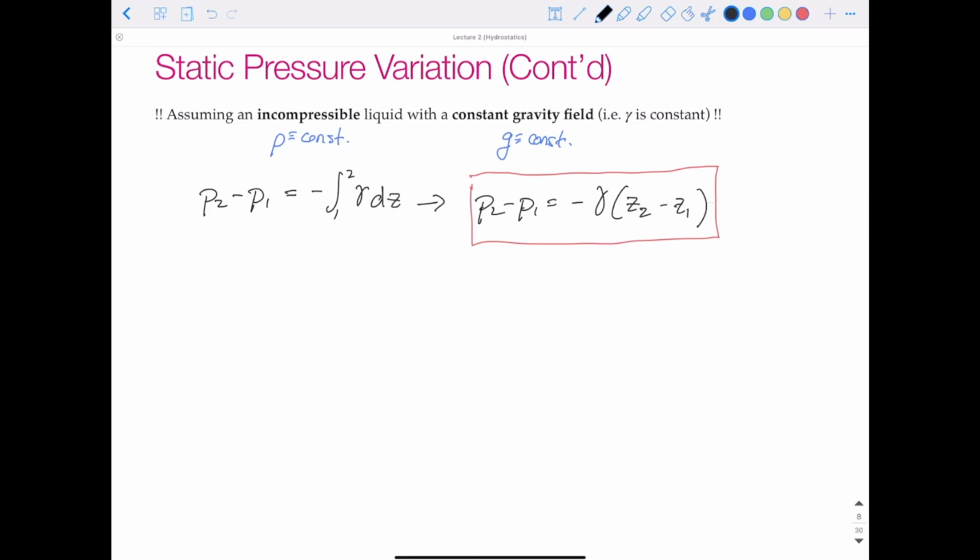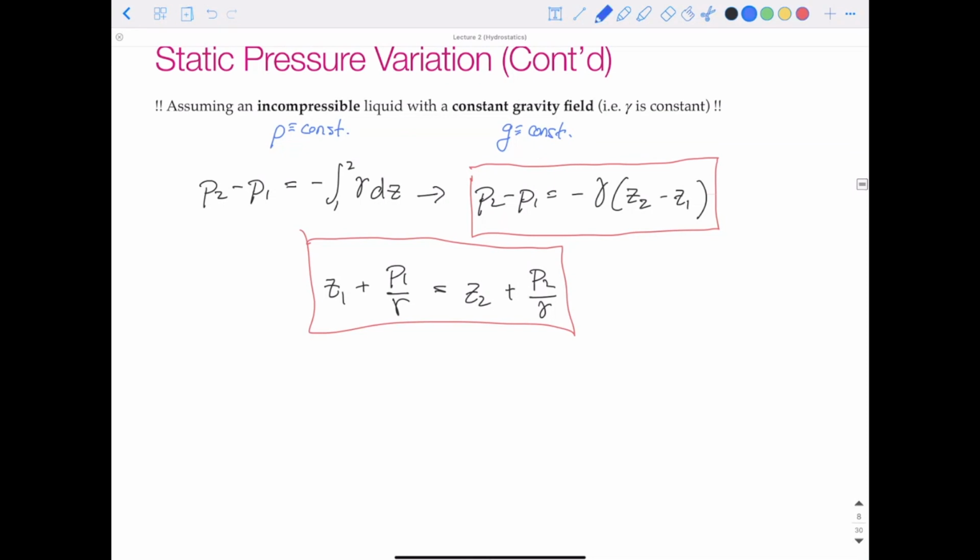Another way we could write this equation is as the z position at any point plus the pressure at that point divided by the specific weight, is equal to the elevation, or the z at any other point, plus its pressure divided by the specific weight. So what does this mean? What does this mean physically?